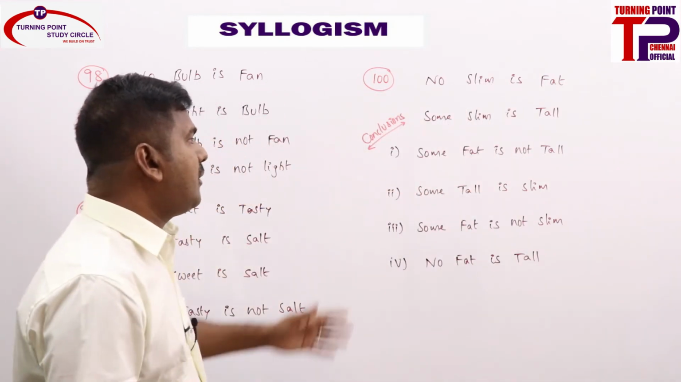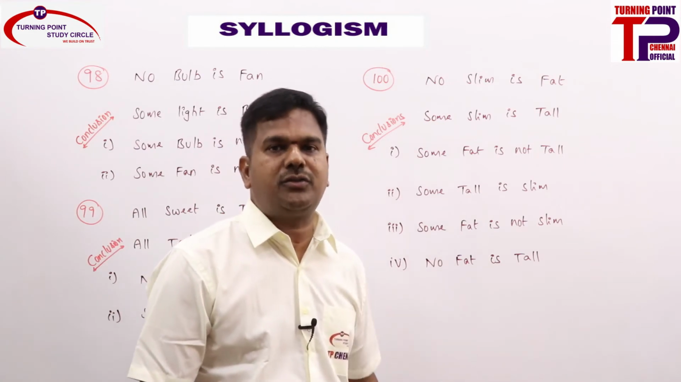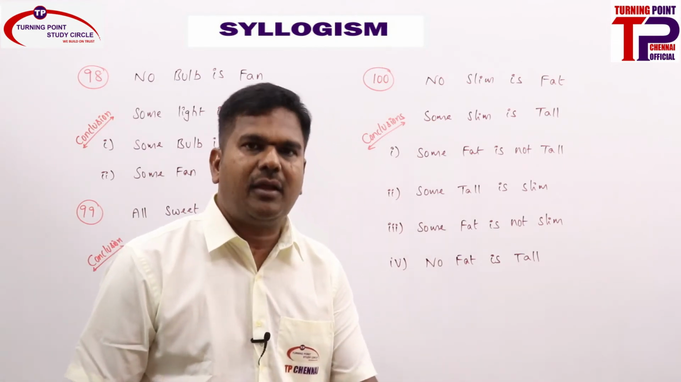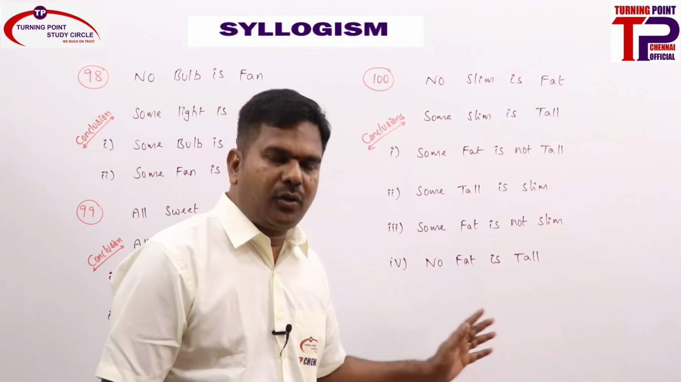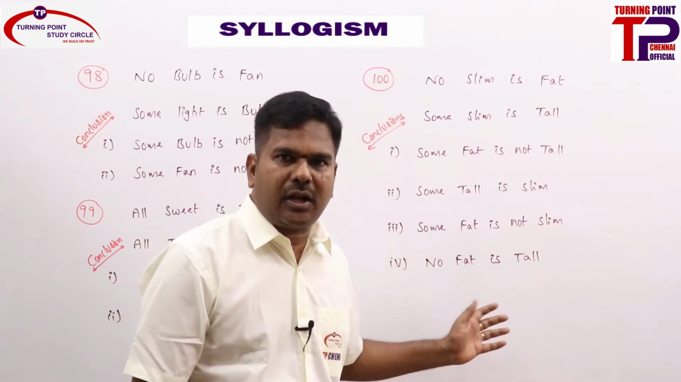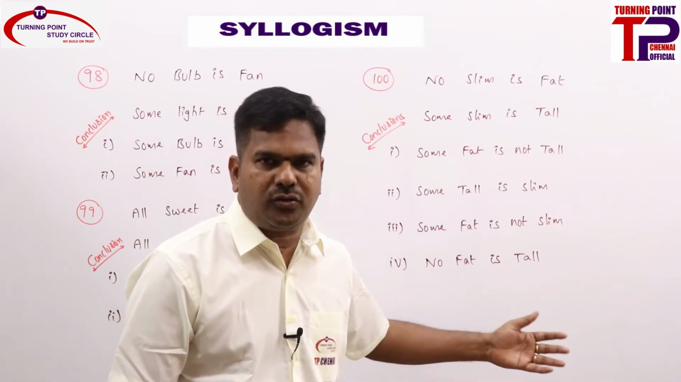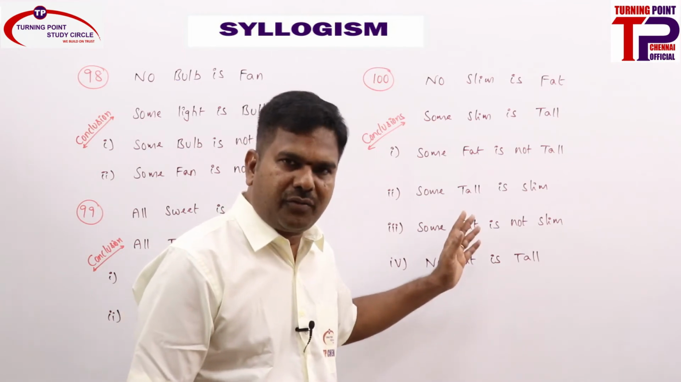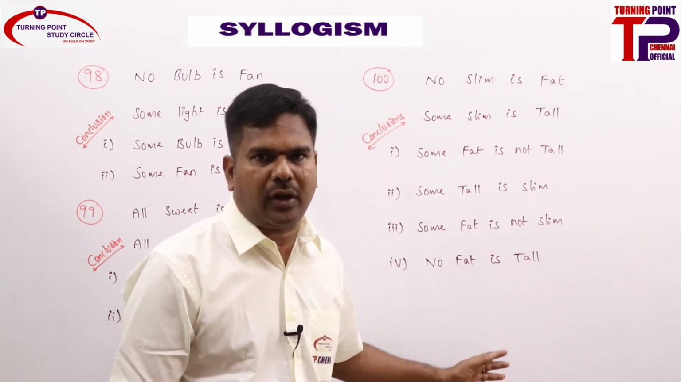100: here there are two statements and four conclusions. You need to just tell me which of them follow. Later we will see, based on which conclusions are being given, how to solve it. But first let me know which conclusions follow here.